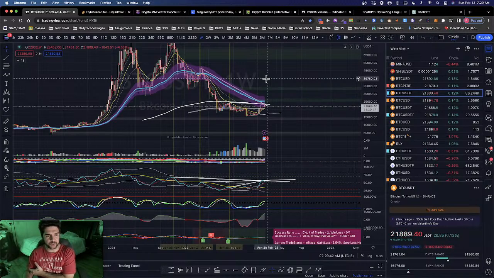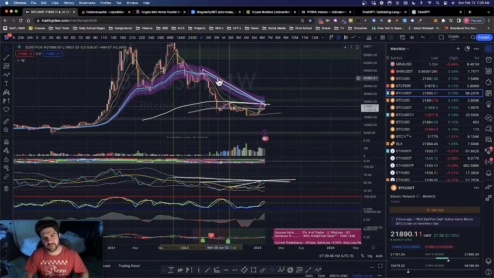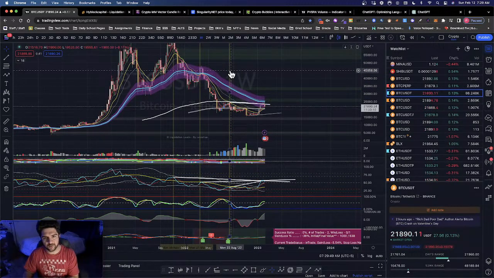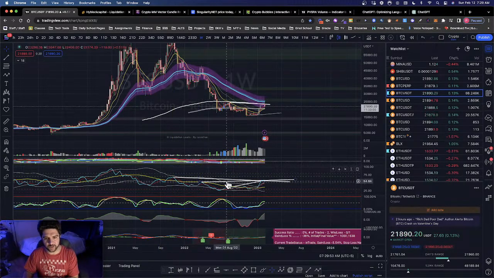And you have one bull div on your daily. I'm not seeing it. I'm not convinced. All right? I'm just not convinced when you look at the RSIs.